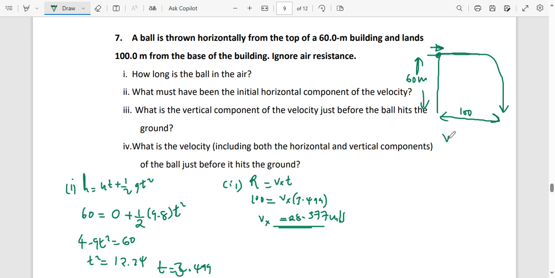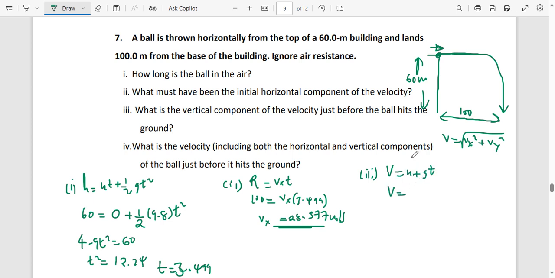component. Therefore, we know that v is given by vx squared plus vy squared. So this will be 28.377 squared, and then you square root that. So the square and the square root will just cancel out. Part 3 of the question is saying, what is the vertical component of the velocity just before the ball hits the ground? So just before the ball hits the ground, we can say v is equal to u plus gt.